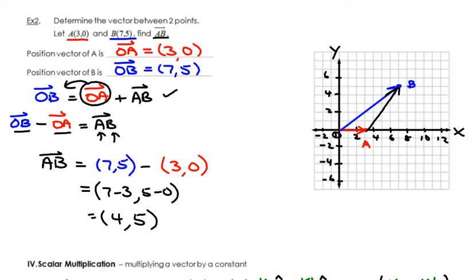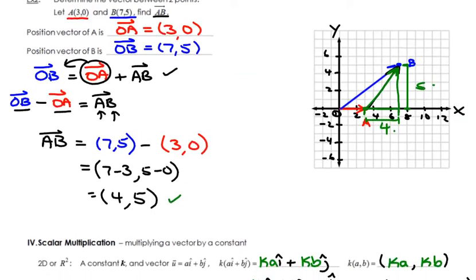Let's just take a look. I think it actually works. If you start at 3 and go toward 7, making a right angle triangle, from 3 all the way to 7 is 4 units long. Then from the height of 0 all the way up to here is 5 units long. Those two, your horizontal and your vertical, make up the resultant, which is your AB vector.